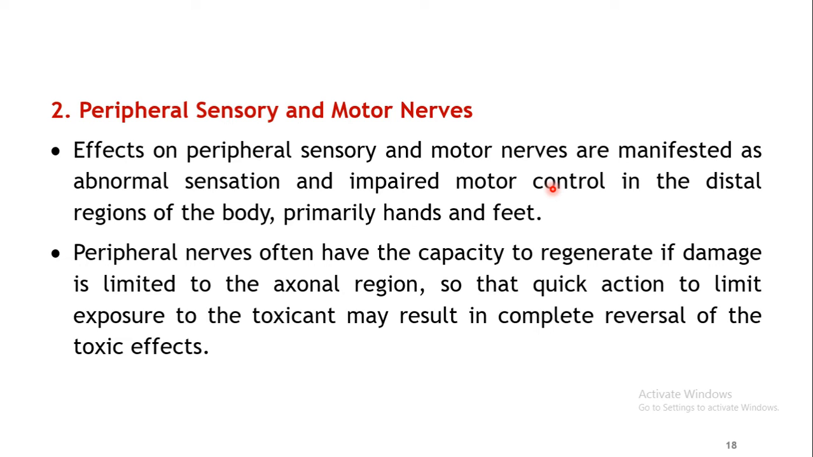So in the periphery, either sensory or motor functions will get affected. But the advantage of this particular type of toxicity is that it can be reversible, because peripheral neurons, to some extent, have the capacity to regenerate even if they get damaged. So it can result in reversal if the exposure is reduced, or if the exposure to that toxicant is totally cut off.